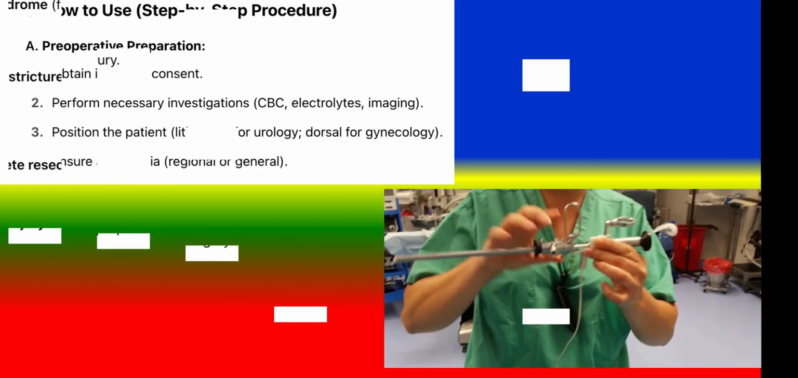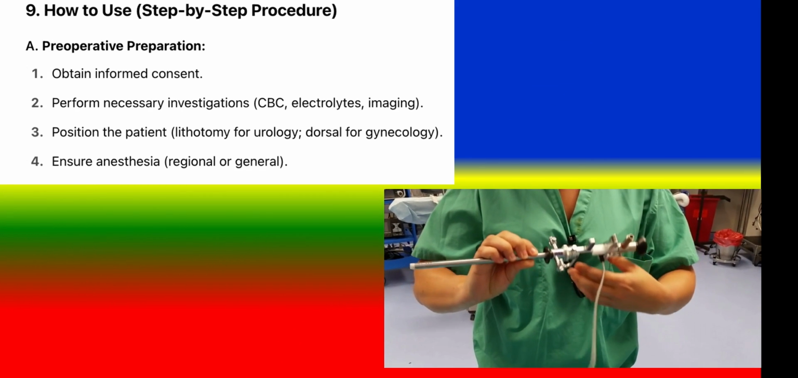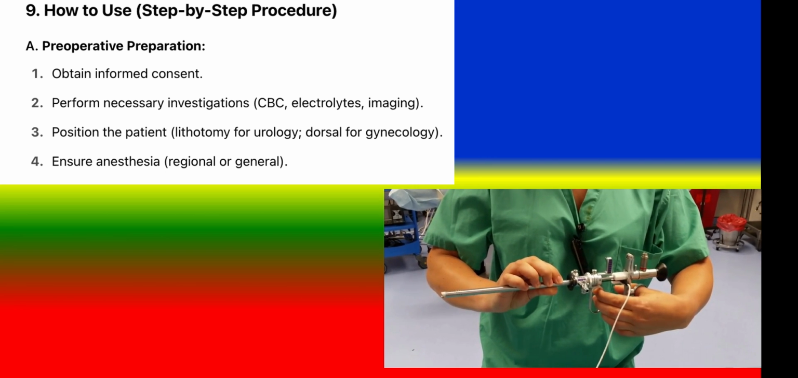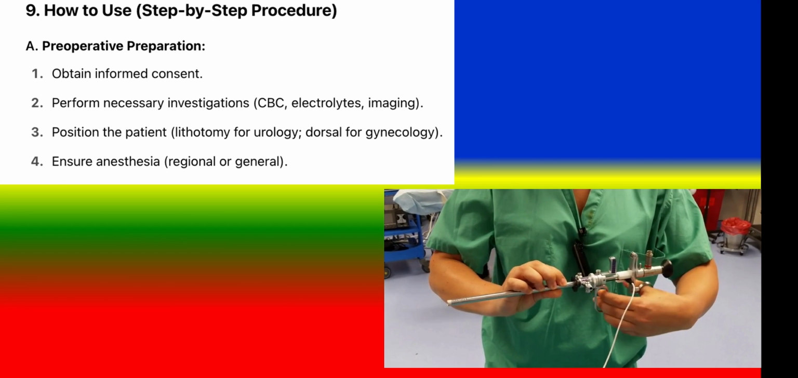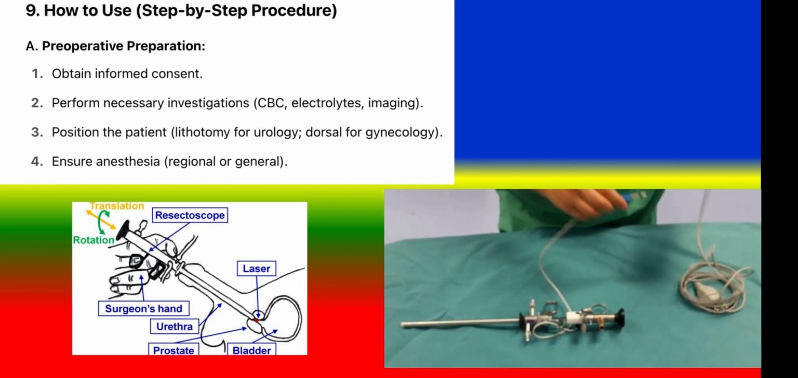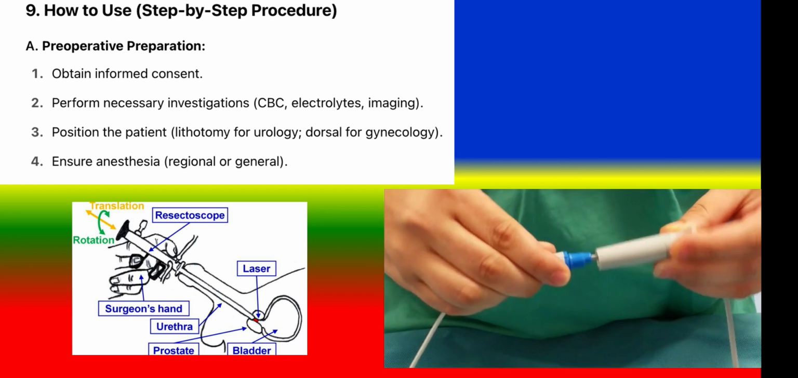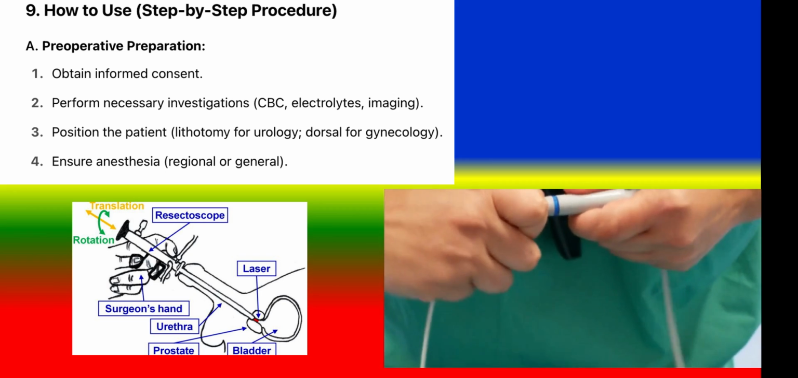9. How to use: step-by-step procedure. A. Preoperative preparation. 1. Obtain informed consent. 2. Perform necessary investigations: CBC, electrolytes, imaging. 3. Position the patient: lithotomy for urology, dorsal for gynecology. 4. Ensure anesthesia, regional or general.